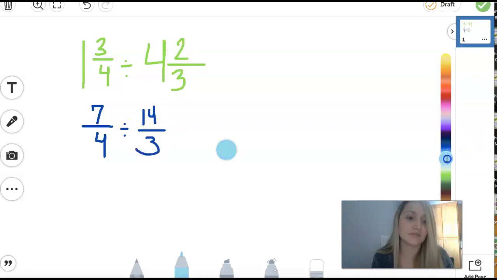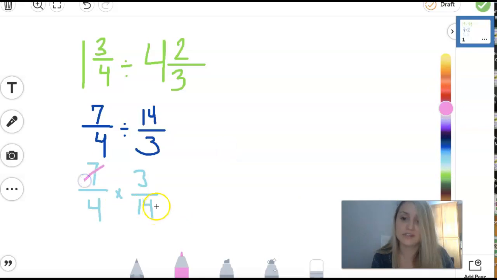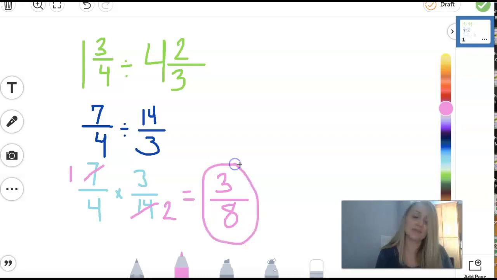Okay, so now I'm going to have to flip that second number and multiply. 7 over 4, flip that second number and multiply. Awesome, I have one in common, so I'm going to reduce. 7 can go into 7 once, 7 can go into 14 twice. Multiply across, 1 times 3 is 3, 4 times 2 is 8. And because this is proper, we are good to go with just that there.